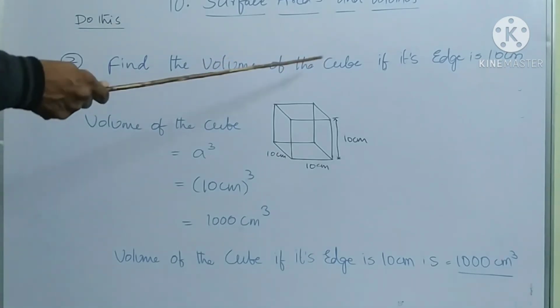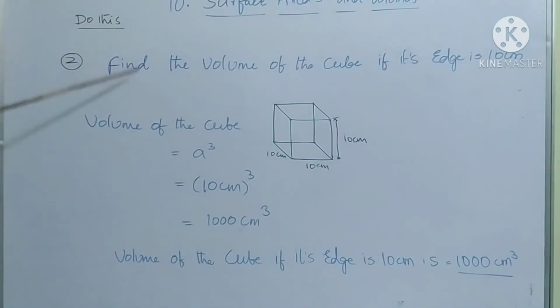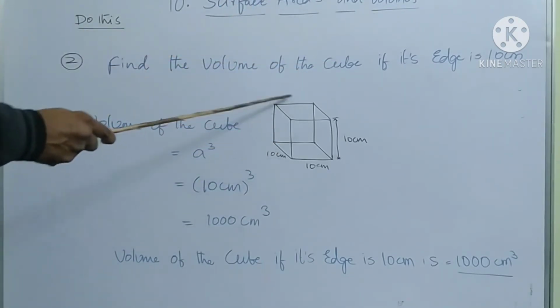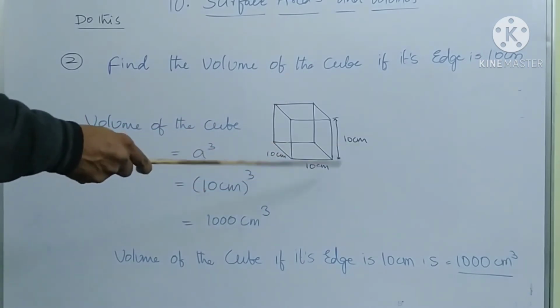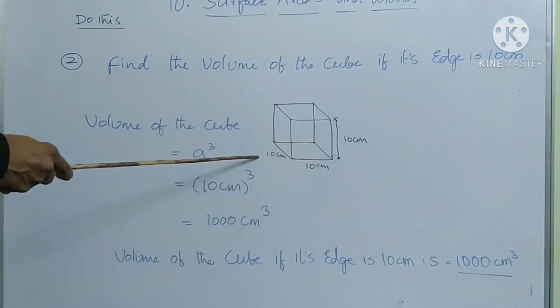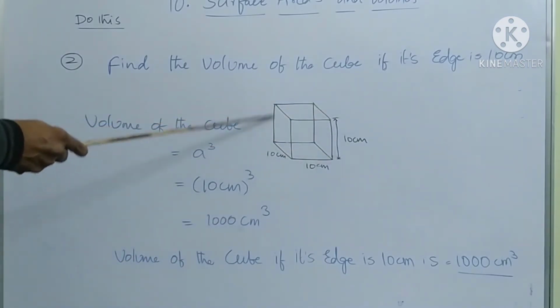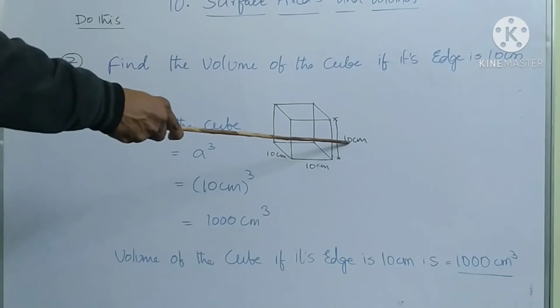Next question, volume of cube. This question is from Do This. Find the volume of the cube if its edge is 10 centimeters. So this is the cube, edge is 10 centimeters. Here length is 10, breadth is 10, and this is the height and this is also height, that is 10 centimeters.